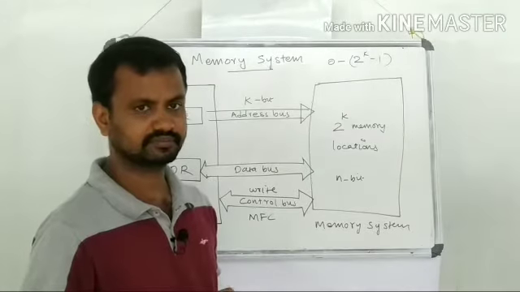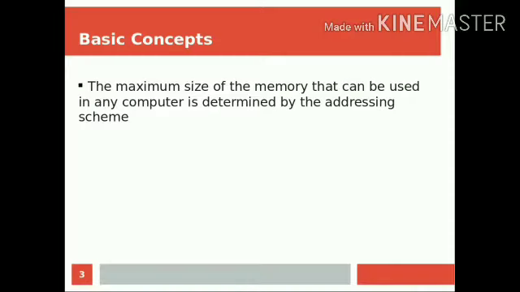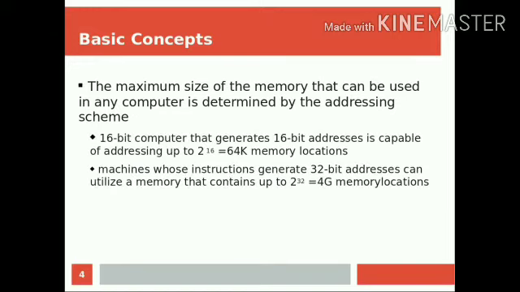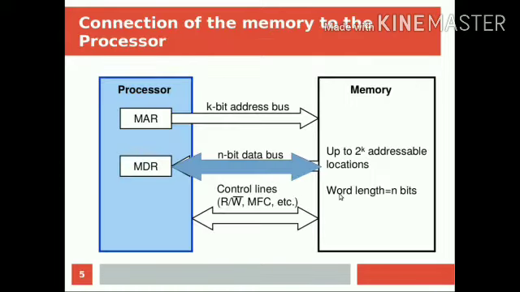Okay. The maximum size of memory that can be used in any computer is determined by the addressing scheme. A 16-bit computer that generates 16-bit addresses is capable of addressing up to 2 to the power 16, that is 64K memory locations. Similarly, machines whose instructions generate 32-bit addresses can utilize a memory that contains up to 2 to the power 32, that is equal to 4G memory locations. And this is the connection of the memory to the processor we already discussed.